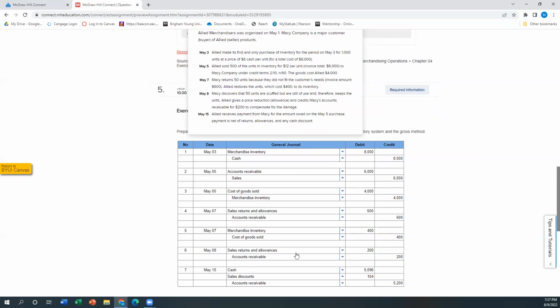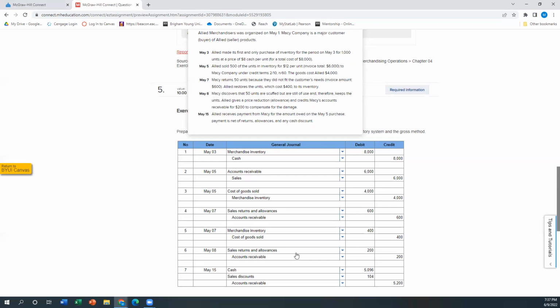Sales returns and allowances is an interesting kind of account because it feels like an expense, right? We're debiting it each time we have a return or allowance. Really, though, it's a contra revenue account. What I mean by that is it's offsetting the amount of sales, which is our revenue account, for any returns and allowances.